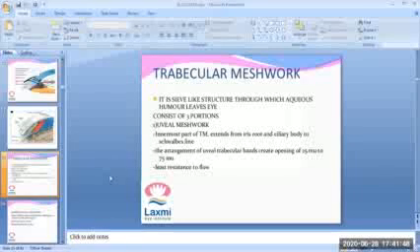The first is the uveal meshwork. It is the innermost part of the trabecular meshwork and extends from the iris root and ciliary body to Schwalbe's line. Sorry, it will take time, so trabeculoplasty we will discuss in the next session.